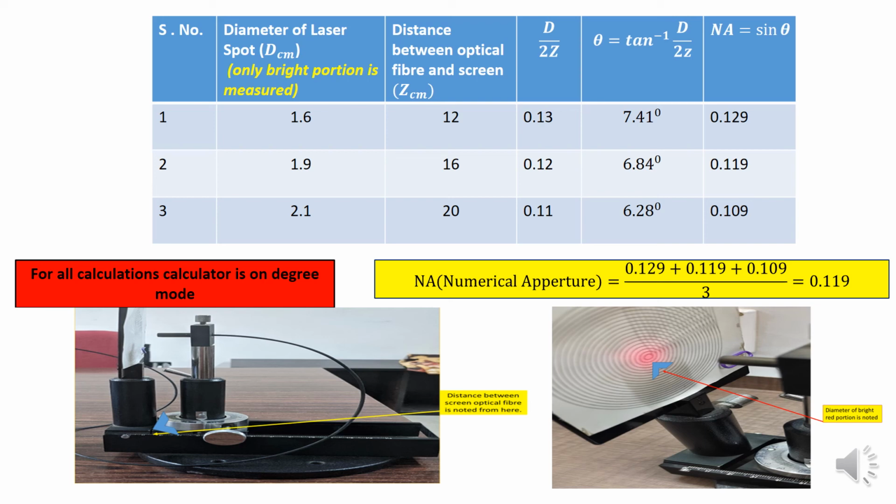An important thing: when you are doing these types of calculations, the calculator should be in degree mode, right? So you can see here three numerical apertures, and we can take the average. The three numerical apertures correspond to three distances. Accordingly, we have different diameters of the rings also. So that ratio we will take, right? You can see here, the diameter of the rings is this one, and this distance is this one. In this way we can find the numerical aperture of the optical fiber.